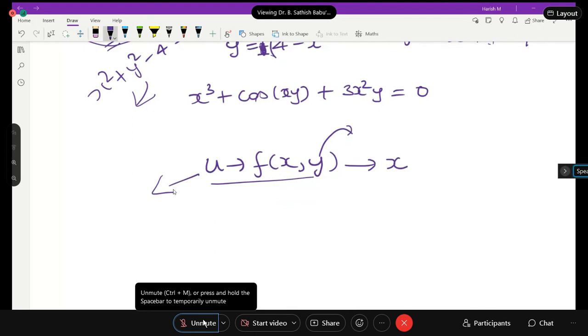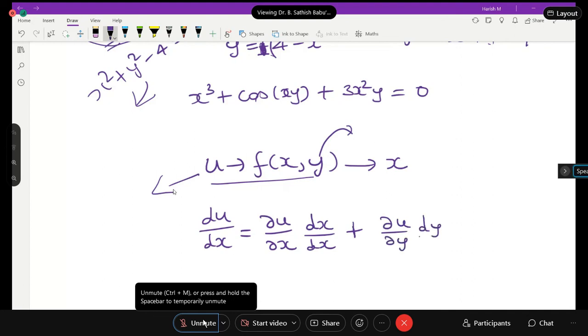Now, if you write a total derivative rule for this, what will happen? Can we write the total derivative rule for this? u is dependent on two variables, and in turn these two variables are dependent on one variable. Can I say du by dx is equal to dou u by dou x into dx by dx, right? Yes, sir. Next term, dou u by dou y into dy by dx.